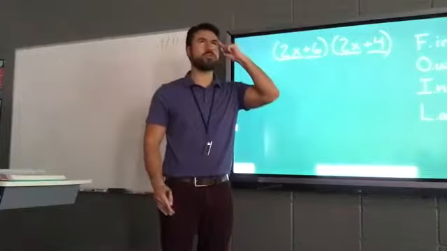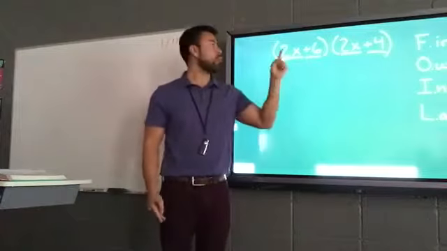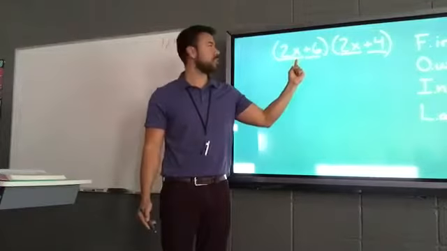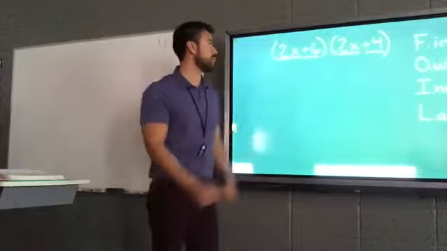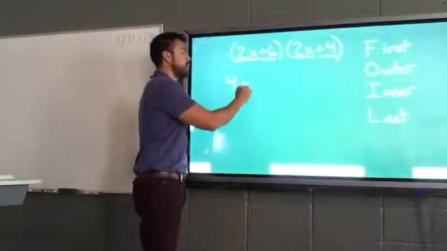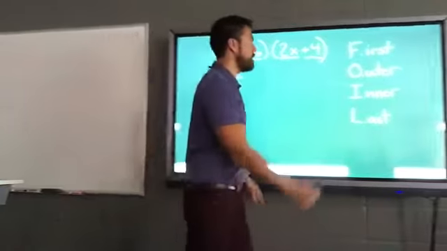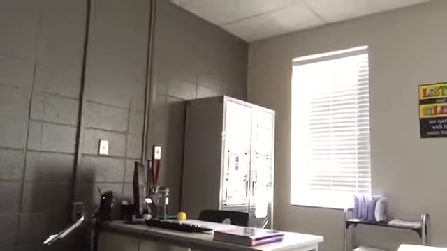What's the first term of this binomial? 2x. What's the first term of that one? 2x. So what's 2x times 2x? 4x squared. And if you're like, how am I going to remember that? I put this for some people. 2x and 2x are the first terms of these binomials here. So that'll help you when you look back. Like, what did I multiply to get that? Well, those two.